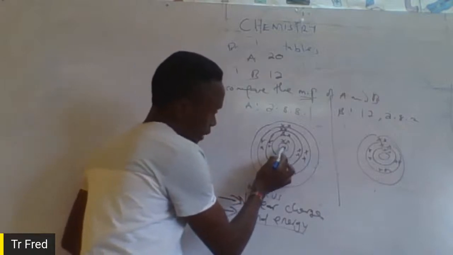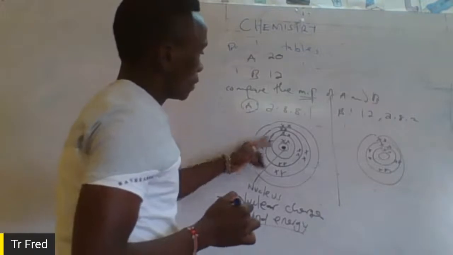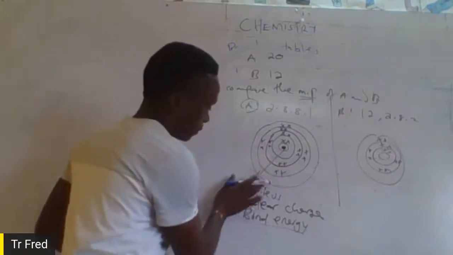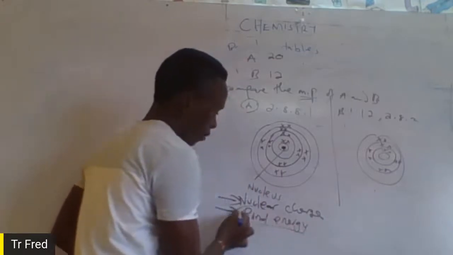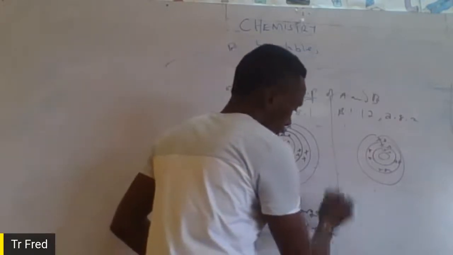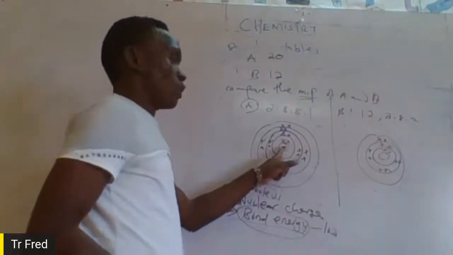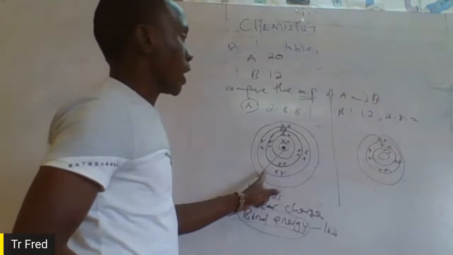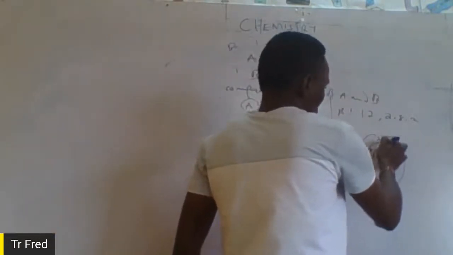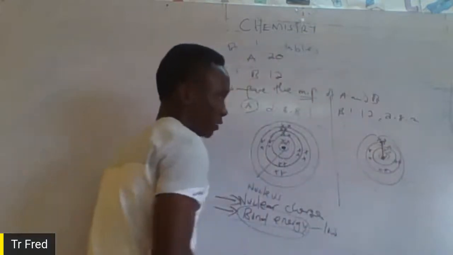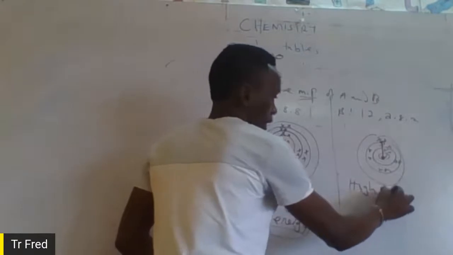Now, since for the first element, which is A, the nucleus is so much far away from the outermost electrons, we expect the force of attraction for the nuclear charge to be very low. Therefore, the bond energy for the first one will be very low due to weak force of attraction between the nucleus and the outermost electrons. Now, for the other one, since the distance between the nucleus and the outermost electron is very short, we expect it to have a high bond energy.